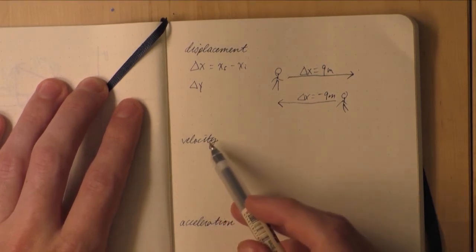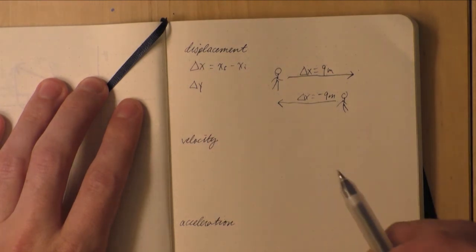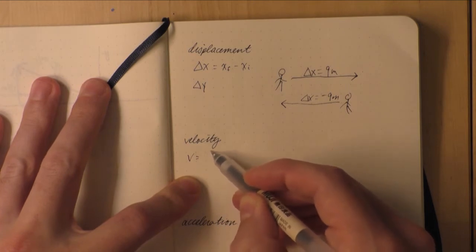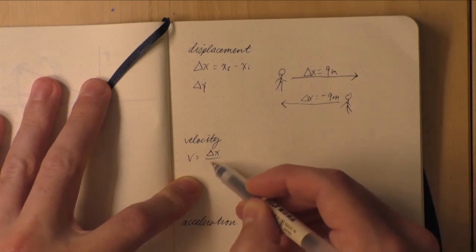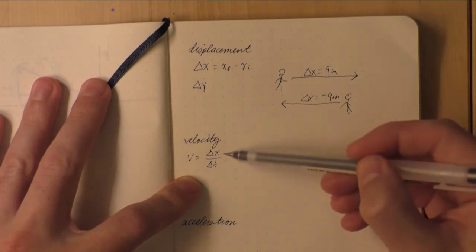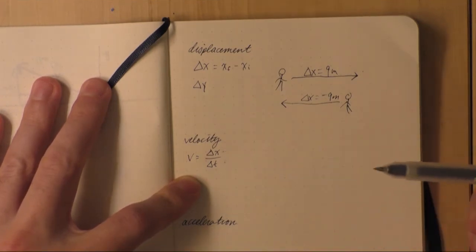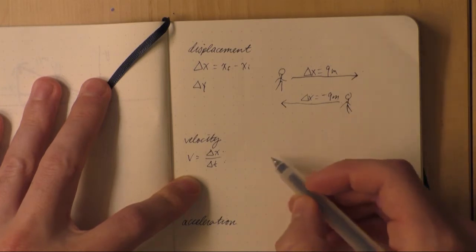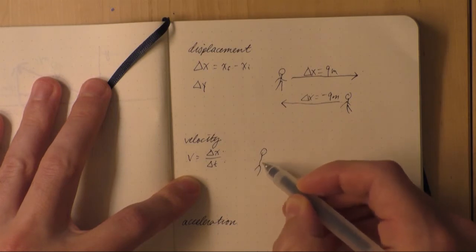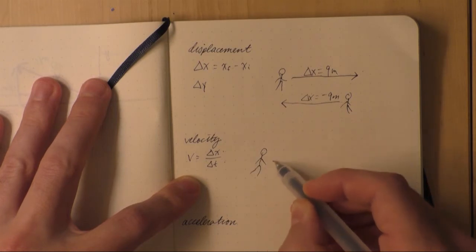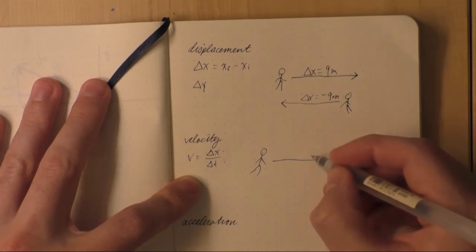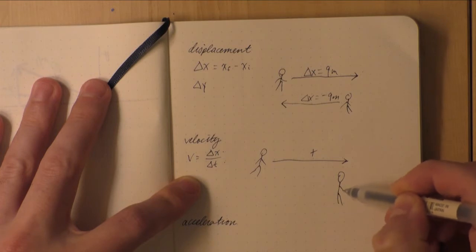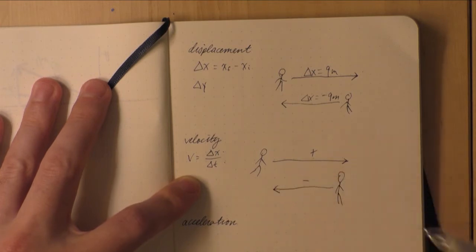Velocity actually builds upon displacement, and our definition for that was v is equal to delta x divided by delta t. So change in position divided by change in time. And just like displacement, somebody's velocity can be either positive, so like if this person's moving to the right, they'd have a positive velocity, or it can be negative, depending on the direction it points.